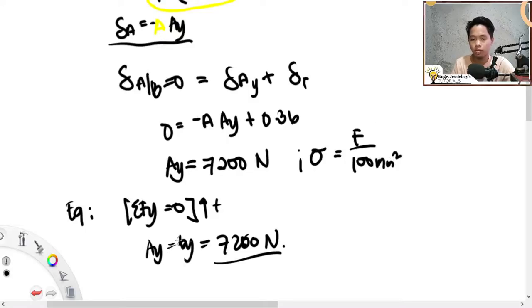Since AY and BY are the same, whichever you use is fine. So that would be 7,200 divided by 100. The units cancel, so the answer would be 72 megapascal. And that would be our final answer.